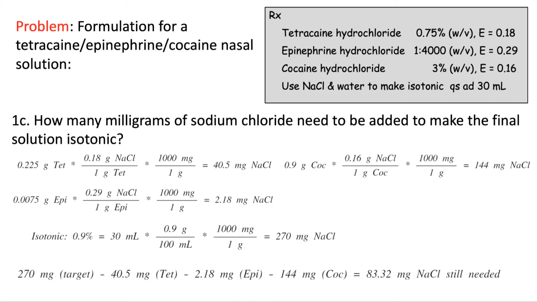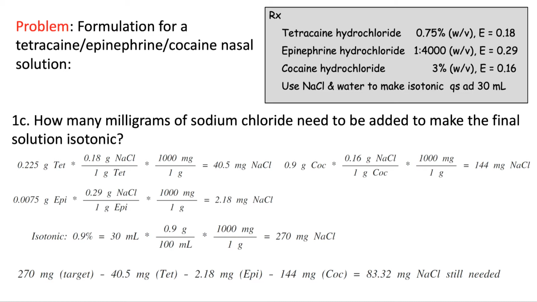So my last step is simply to take my target, 270 milligrams, and subtract each of my active ingredients. So I'm getting the 40.5 milligrams of sodium chloride from the tetracaine, the 2.18 milligrams from the epinephrine, and the 144 milligrams from the cocaine. So I subtract all of those amounts from my target, and I see what I still need to add is 83.32 milligrams of sodium chloride.